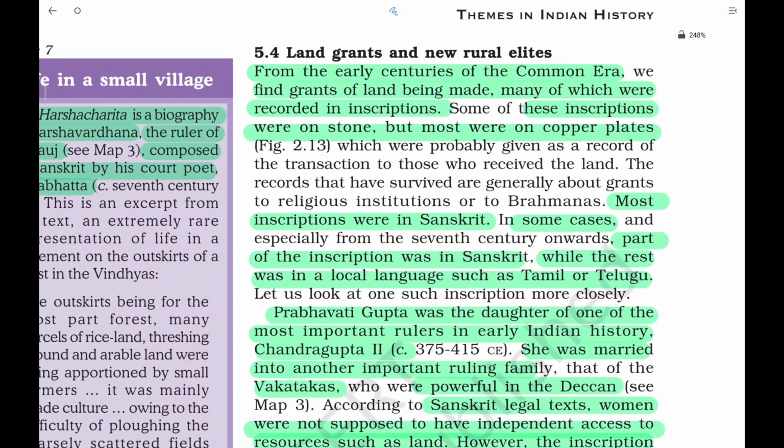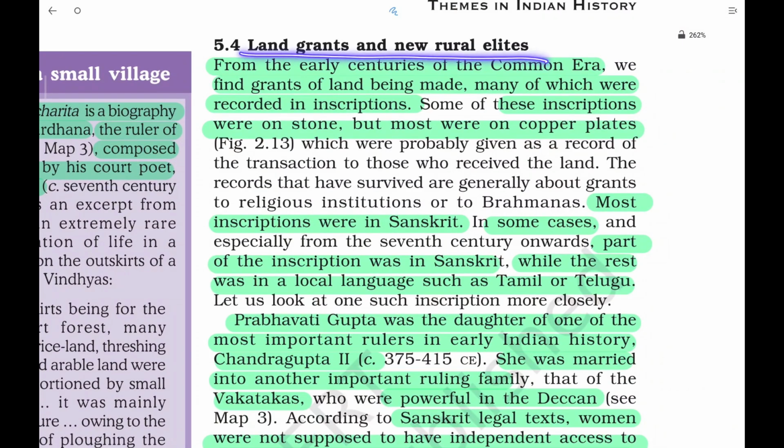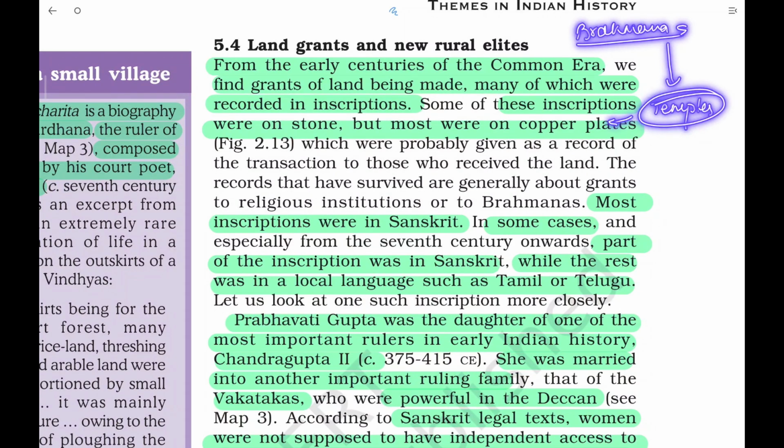Now, the next thing is the land grants and the new rural elites. This is about the land that was given for free to the Brahmanas. Firstly it was given to Brahmanas, and at a later time to temples also, so that they impart education. Okay, so let us see what is given in this paragraph.